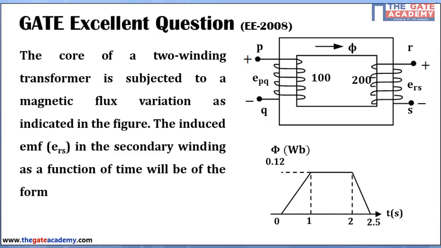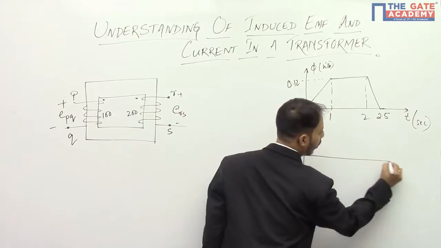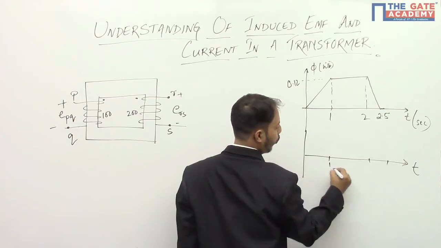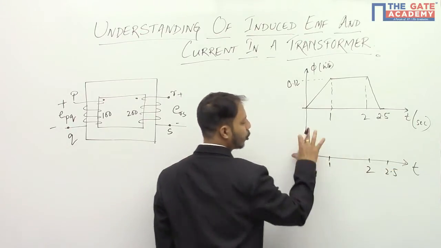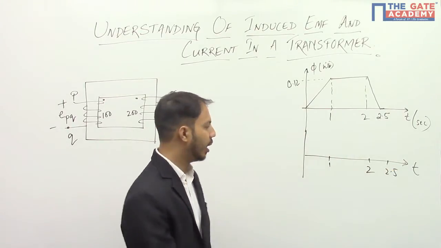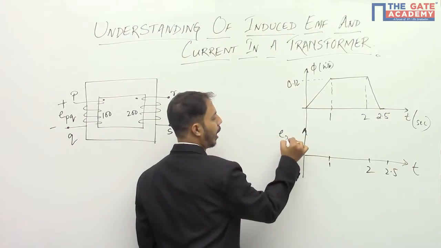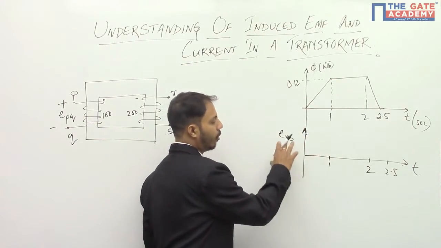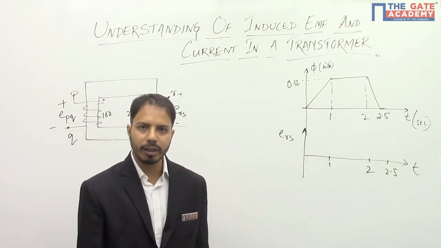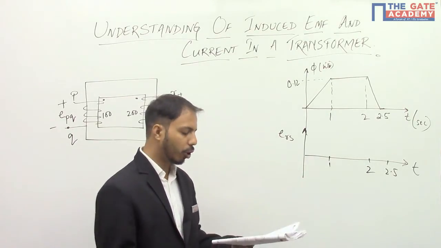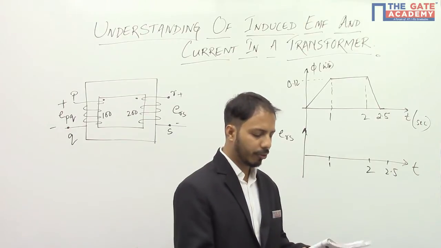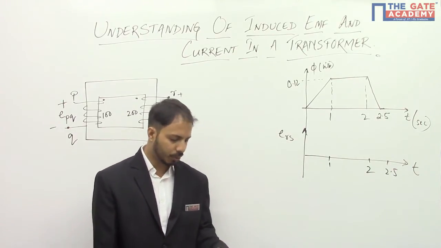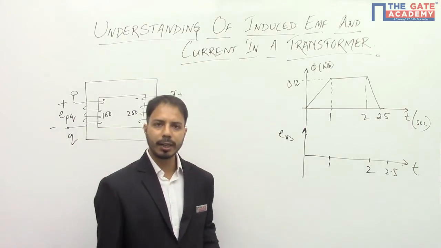That means what they're asking is, if I say this is time, and this is 1, 2 and 2.5, what will be the induced EMF ERS? That means from 0 to 1, will ERS be positive or negative, and what is the value? So there are 4 options. I'm not drawing the options. You can find them in the PPT. See the options. So directly we will try to solve it.